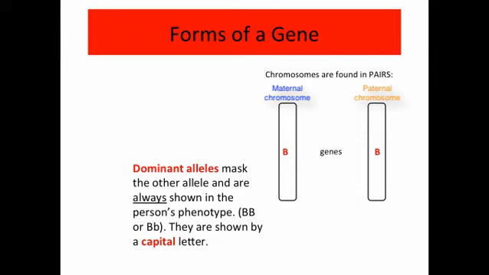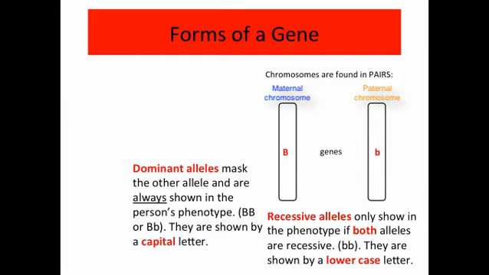These are dominant alleles. Dominant alleles will mask the other allele and are always shown in the person's phenotype. The person's genotype could be capital B, capital B, and they'd show the capital B characteristic. Or it could be capital B, small b, and they would still show the same characteristic, even though their genotype was different. Recessive alleles only show in the phenotype if both the alleles are recessive. For example, small b, small b, and they are shown by a lowercase letter.